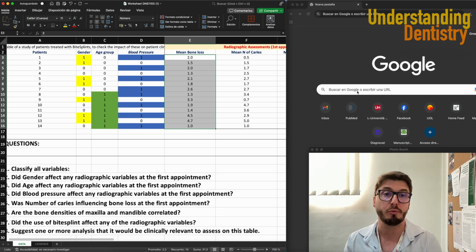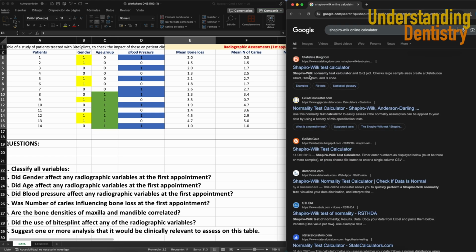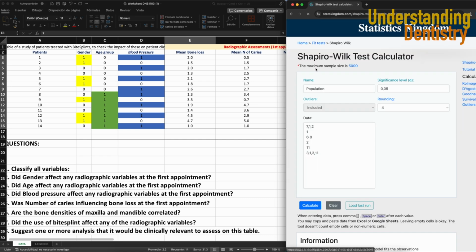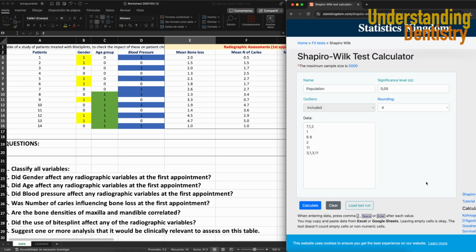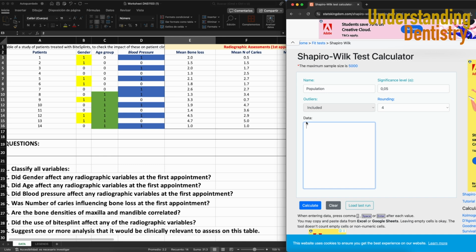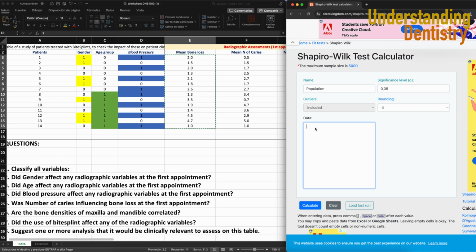That's why we are going to type here on Google. All right, so here we have the Shapiro-Wilk online calculator. We just click on the first link. This is the website that we are on now. And then you just need to paste all your data here, okay? Not separated by groups. You need to paste your entire data for your variable here. So let's copy the bone loss data, okay? Here the order doesn't matter. I am copying the data of mean bone loss, and I will paste here.